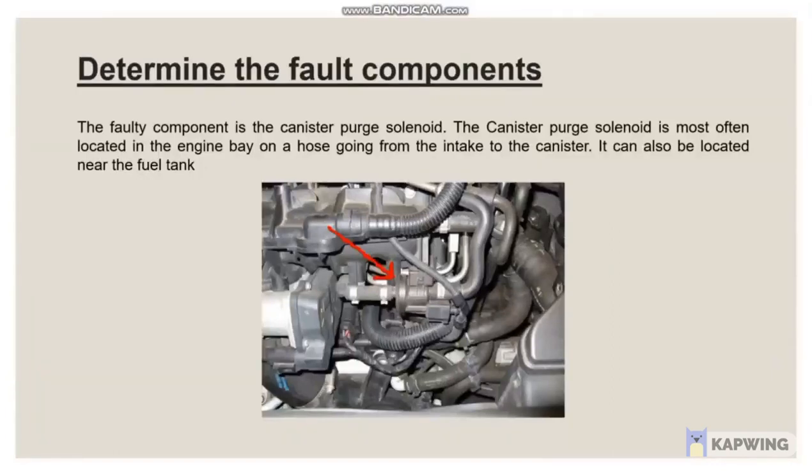Determine the fault component. Based on the lab file, the faulty component is the canister purge solenoid. The canister purge solenoid is most often located in the engine bay on the hose going from the intake to the canister. It can also be located near the fuel tank.